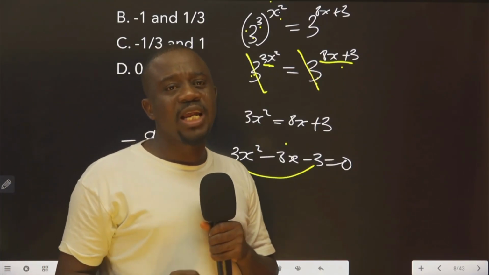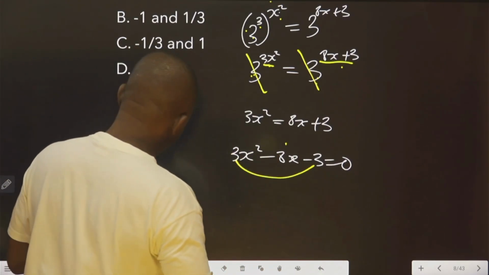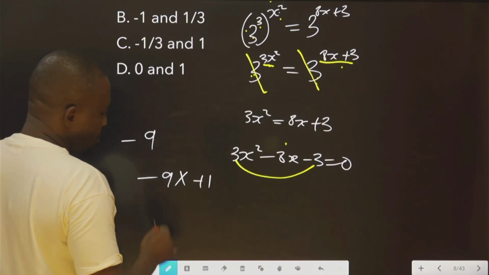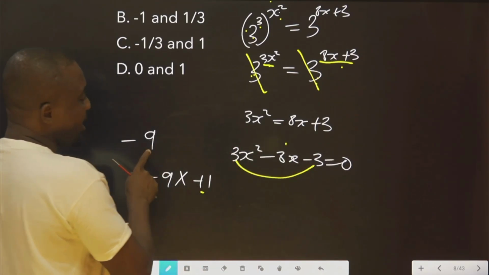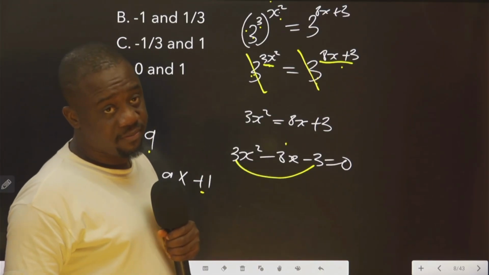If you multiply them together, you have minus 9. But if you add them, you have minus 8. That is minus 9 multiplied by plus 1. This and this will produce minus 9. But if you add them, you have minus 8.